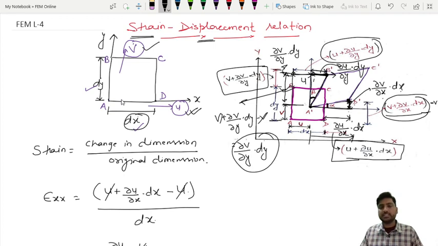In the next video we will go for the shape functions, and then we will go for analysis of one dimensional element. Okay, thank you.